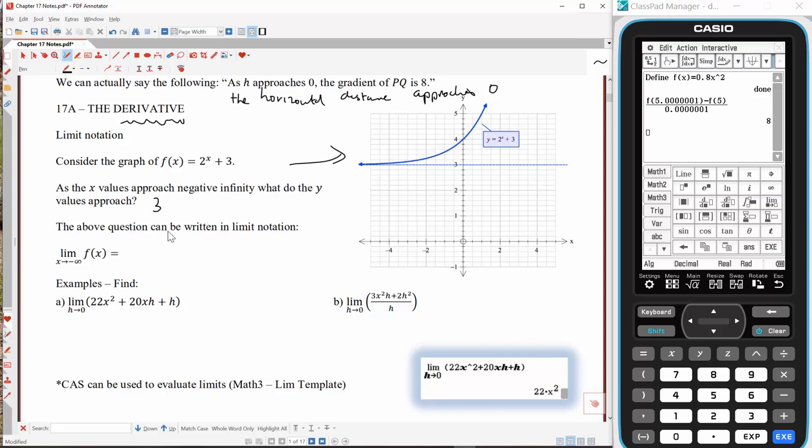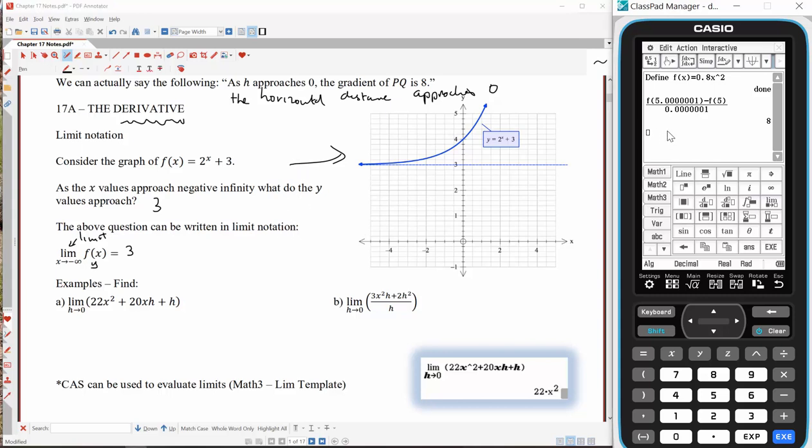All right, the above can be written in limit notation. So what we do is we use this word limit. Okay, so this is lim here. Lim means limit. As x approaches negative infinity, the function f of x or y tends to the value of 3. All right, so basically it's saying that the lower these values get, the closer the function is going to get to the y value of 3.